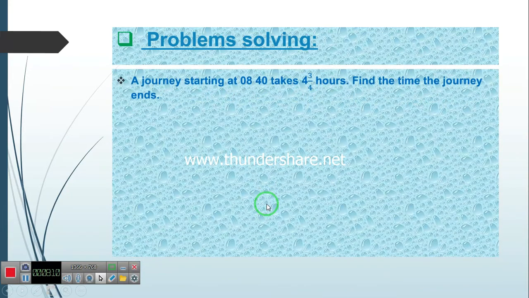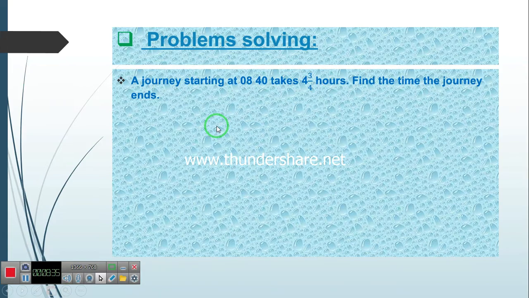The easy example here is a journey starting at 8:40. In the question, 8 is the hour and 40 is the minute, and the journey takes 4 and 3/4 hours, which is the spending time. Find the time when the journey ends. I think this example is not difficult.